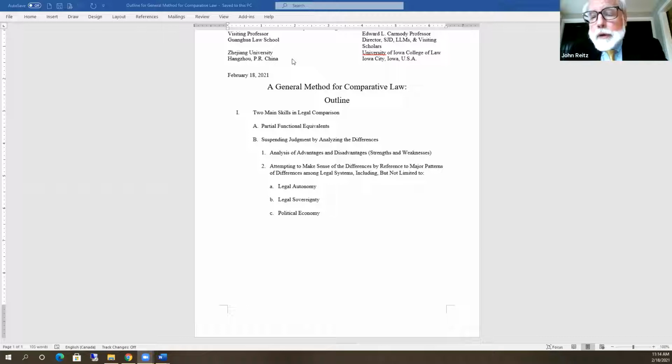So let me start by identifying what I think are the major analytic skills of comparative law generally. This is something I wrote about years ago in an article called How to Do Comparative Law. I'll have that cite at the end of the talk for you. And the idea is that there are really two major analytic skills that are maybe not unique to comparative law, but are central to comparative legal study. There are lots of skills, of course. You have to be good at languages. You have to know a lot about the world, and you have to know a lot about law to really make sense of comparative law. But there are two essential analytic skills involved. And the first is identifying partial functional equivalence.